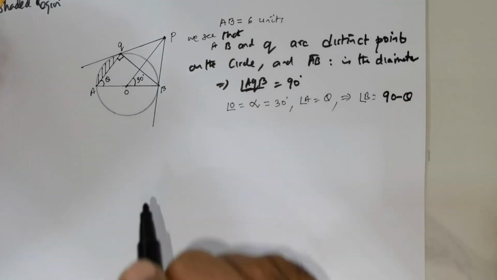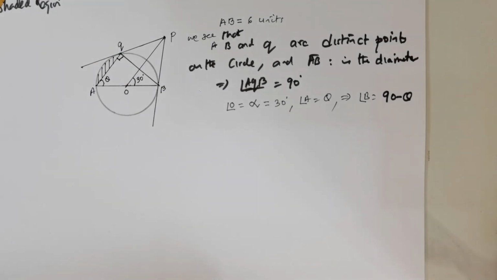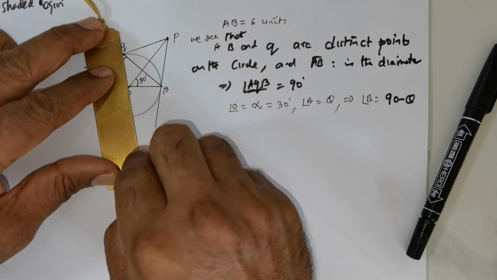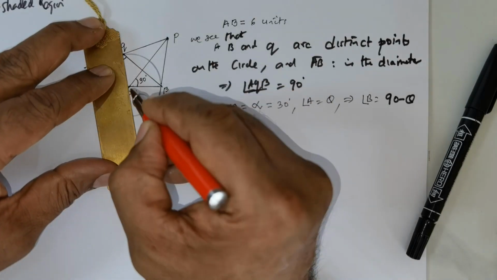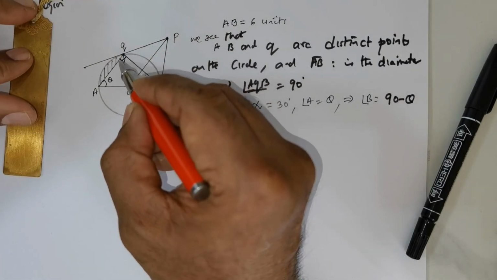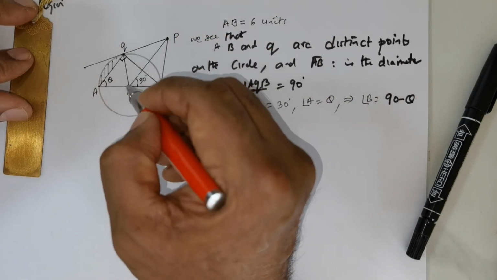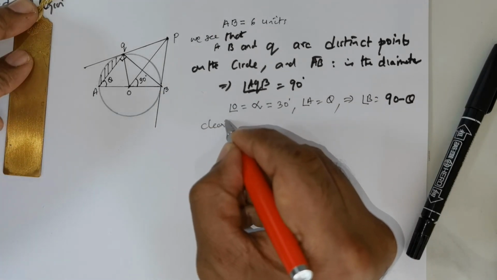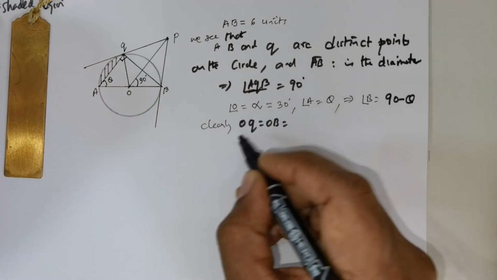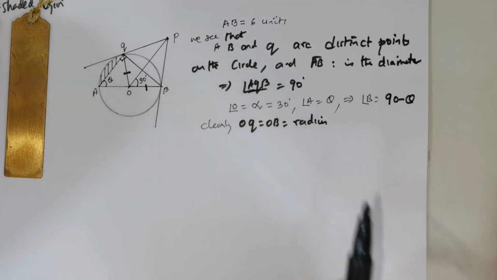Now, having got that angle, I would like to make one more connection. From O, I would like to draw a line to the tangent. So, now this is the diameter. OQ is the diameter. Of course, this line will make an angle of 90 degrees with the tangent. I don't need that. I only need to complete this figure. Now, clearly, these are the following observations we make. Clearly, OQ is equal to OB is equal to the radius, right? So this side is same as this side.